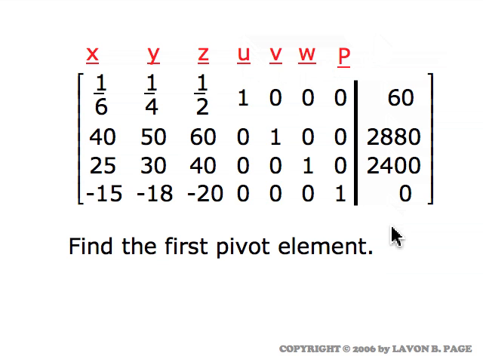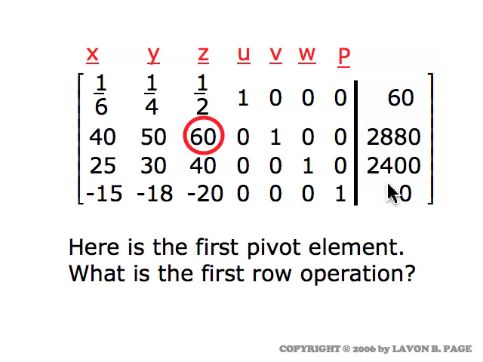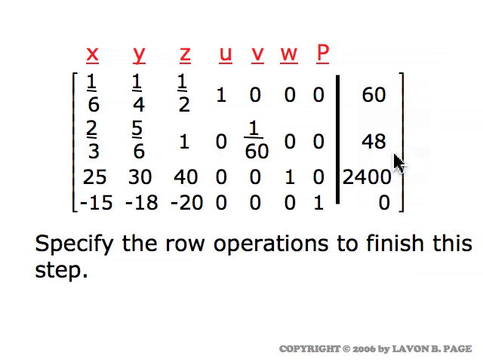The most negative number in the bottom row is the minus 20. So the three ratios we check are 1/2 into 60, 60 into 2880, and 40 into 2400. The smallest ratio turns out to be when we divide 60 into 2880. So the 60 becomes our first pivot element. We want to turn that into a 1, which is done by multiplying row 2 times 1 over 60.